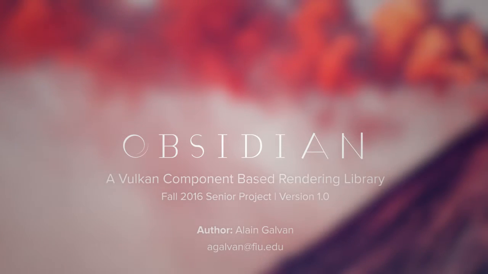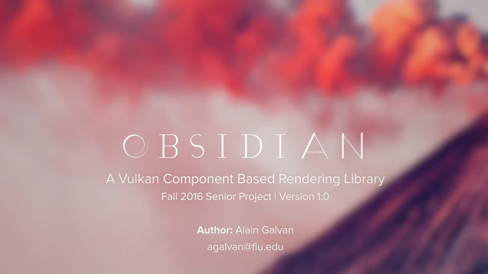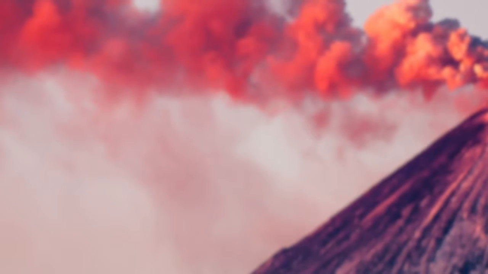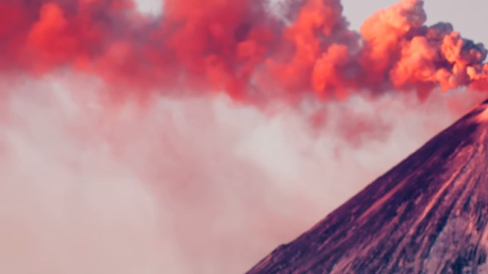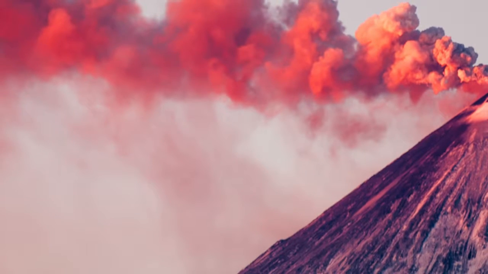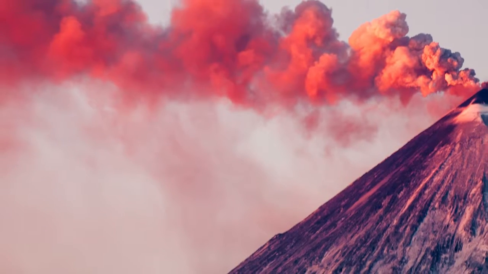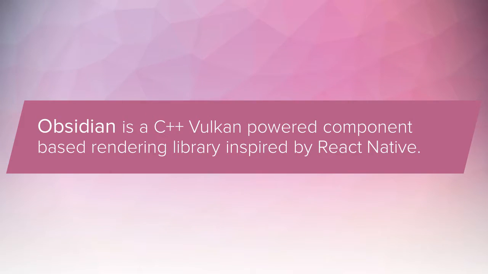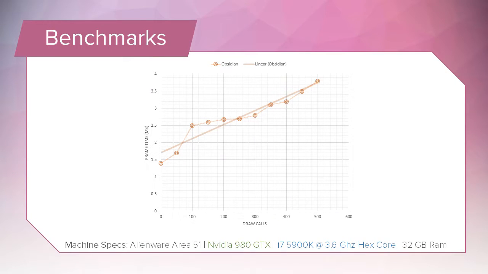Obsidian is a C++ Vulkan-powered component-based rendering library inspired by React Native. It was developed for the interactive painting program for the OpenHID Lab. It uses functional composition to build a scene graph and updates it using the Flux architecture. Benchmarks show it performing faster than OpenGL.